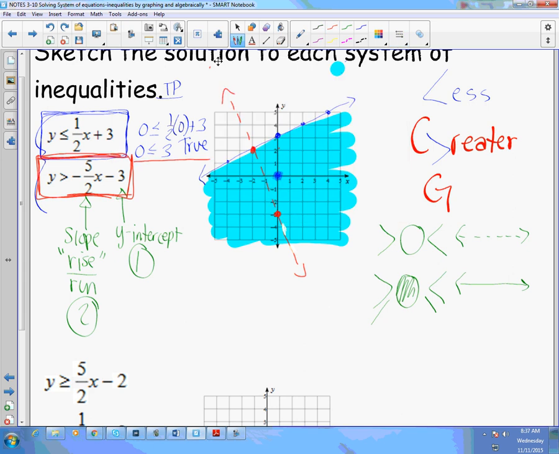Now I have to do a test point. Can I use (0, 0) again? (0, 0) is not on my dashed line. Yes, if it's available and not on your line, let's use it. We're going to test this point, true or false, for the red dashed line. So I plug in 0 wherever there's a variable: 0 is greater than -5/2 times 0 minus 3. The reason (0, 0) is nice is because that always goes away.